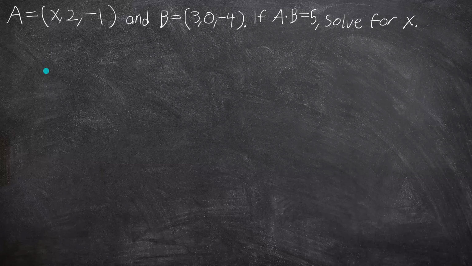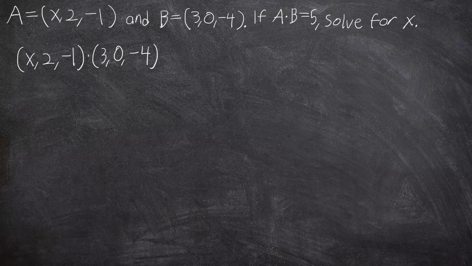Let's do a problem similar to the previous. My apologies. So, A equals x, 2, negative 1 and B equals 3, 0, negative 4. If the dot product of A and B equals 5, solve for x. So, write out the vectors. Okay, we have them written out. Do distributive property.